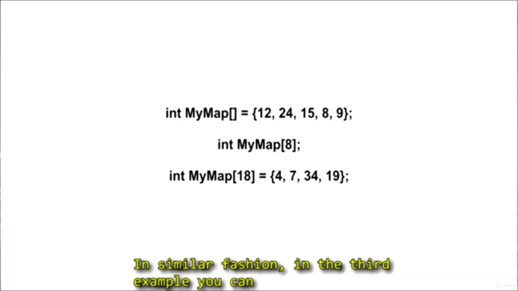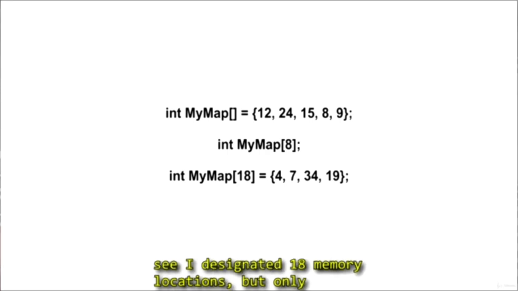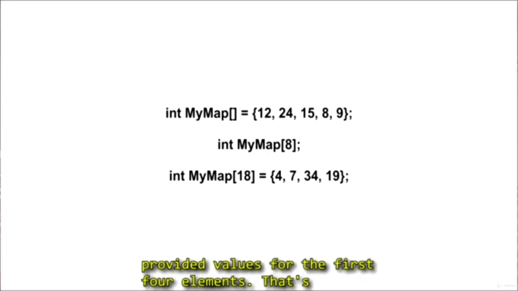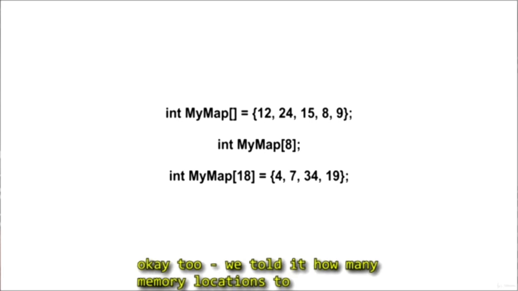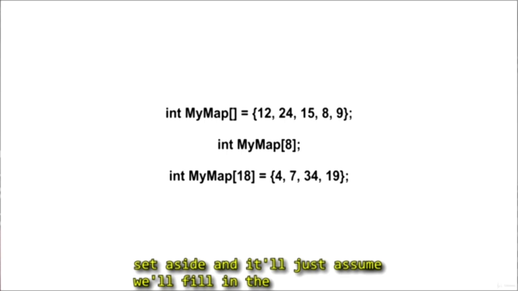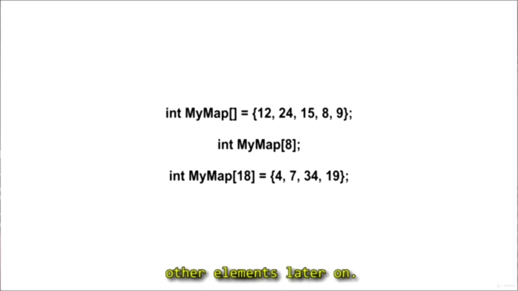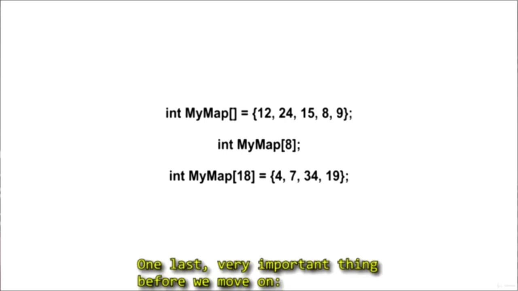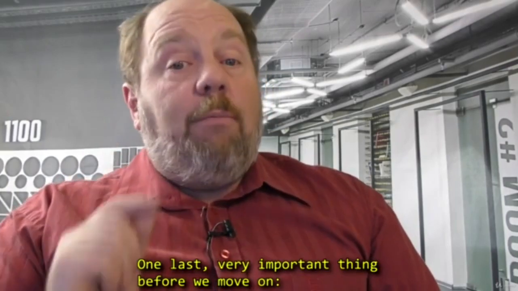In similar fashion, in the third example, you can see I designated 18 memory locations, but only provided values for the first 4 elements. Now that's okay too. We told it how many memory locations to set aside, and it'll just assume we'll fill in the other elements later on. One last very important thing before we move on.